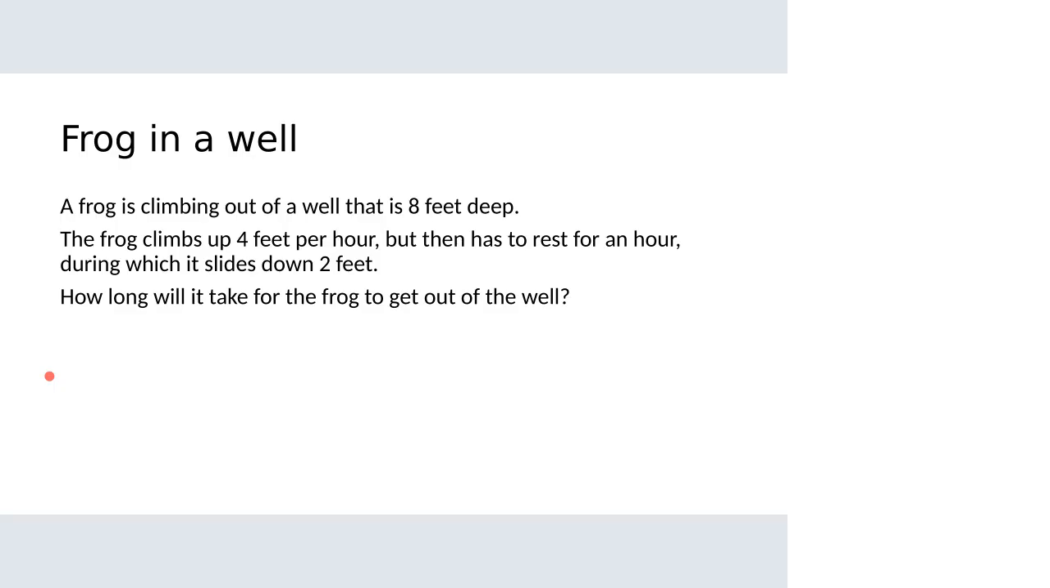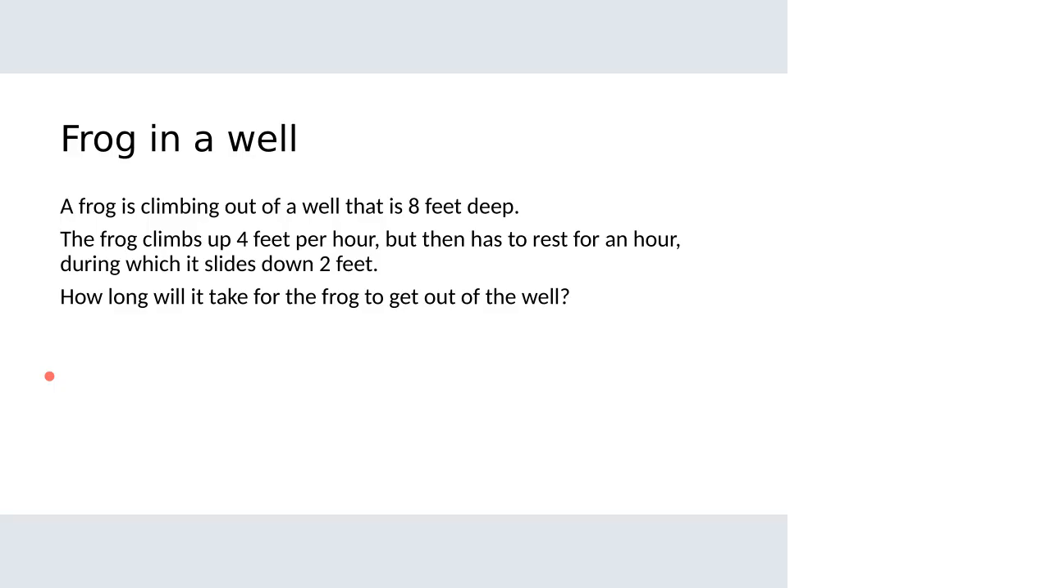Some of you may do this just with numbers and write down where the frog is. He climbed up 4, then he slid back 2, so he's at 2. He climbed up 4, so he's at 6. Nothing wrong with that. I think for something this visual, though, I'm going to use a picture.